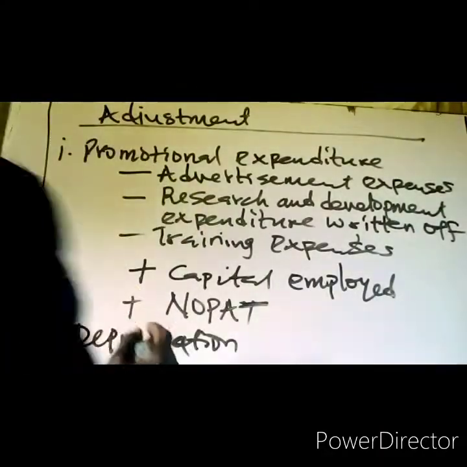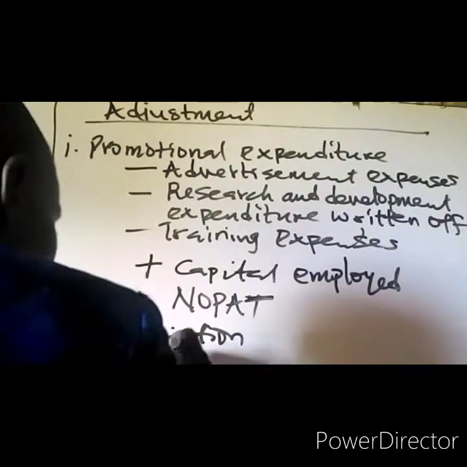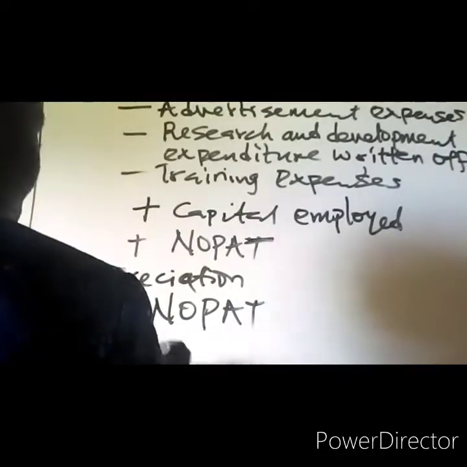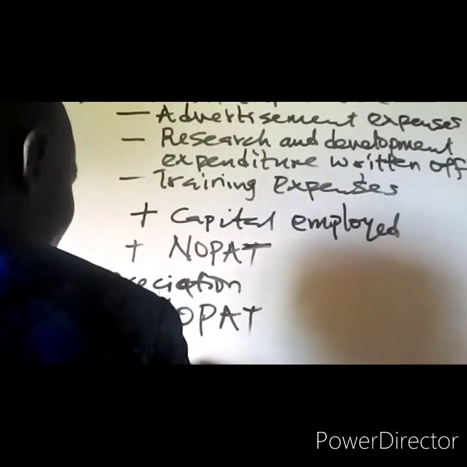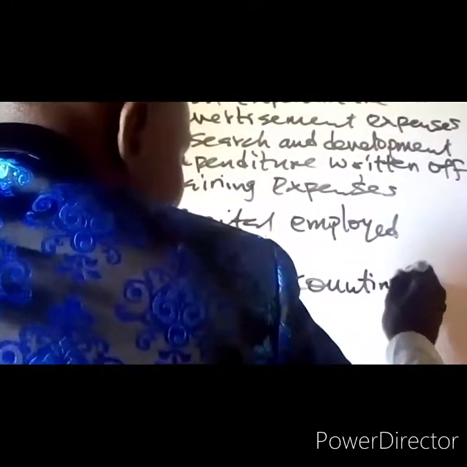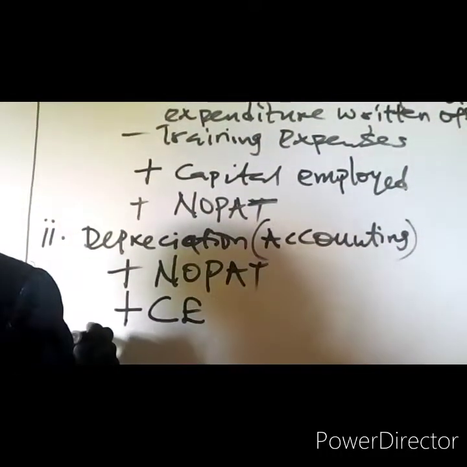Meaning that where you have accounting depreciation, you are going to add it to NOPAT. Add your accounting depreciation to NOPAT, then at the same time add accounting depreciation to capital employed. That is, I'm talking about accounting depreciation.